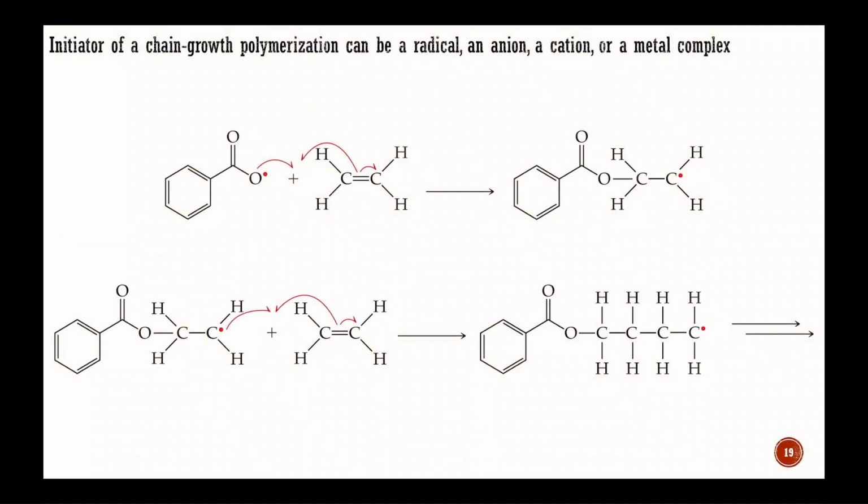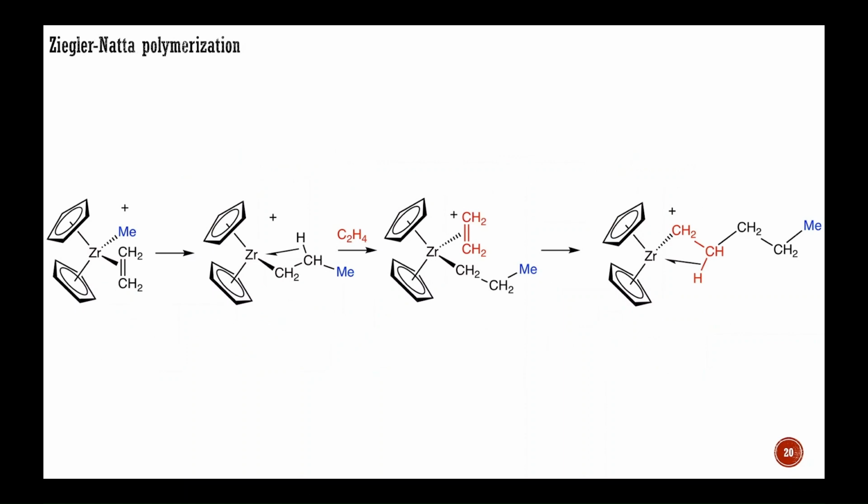The reactive center in a chain growth polymerization does not have to be a radical. Depending on the monomer used, it may be an anion, a cation, or a transition metal complex. For instance, the most common process for polyethylene production is called Ziegler-Natta polymerization, named after the two scientists who developed the reaction in the 1950s. This process typically involves zirconium, titanium, or aluminum complexes as catalysts and is used in the formation of high-density polyethylene, also called hard plastic. An example of a Ziegler-Natta polymerization is shown here.